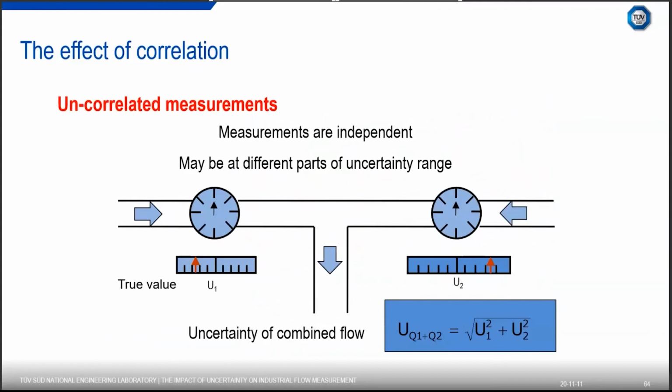Showing an example here, we've got two different flow rates where the true value for U1 is less than the indicated value, and for U2 is greater than the indicated value. This is just showing that these measurements are independent. And in this case, we can do what we did in the examples. We can square each uncertainty term, take the sum of them, and take the square root of the sum to give the overall combined uncertainty.